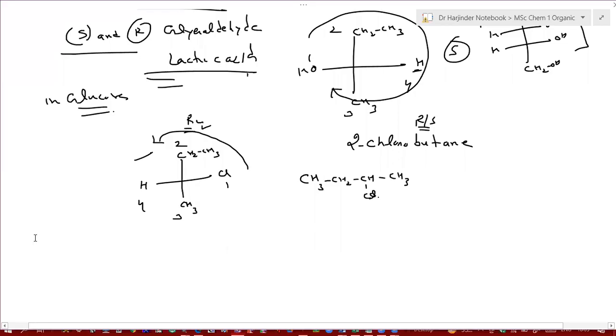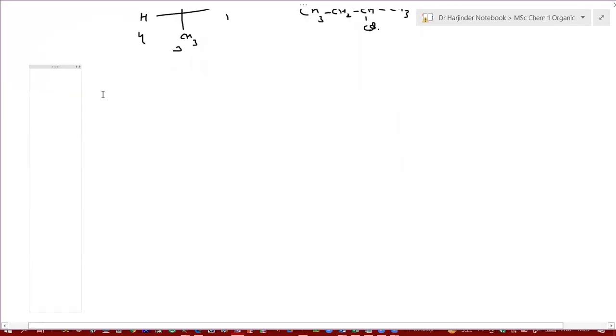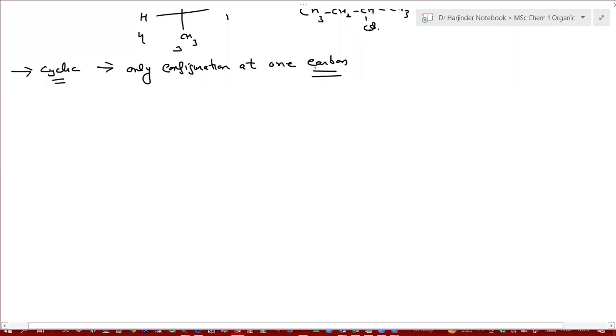Further, in some situations, mostly in cyclic compounds, suppose the configuration is given only at one carbon. That means the configuration is mentioned only over one carbon, that is, whether the group present over that carbon is above or below. It is given only on the one group.